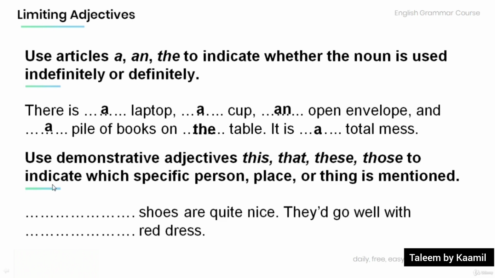Also remember that we use demonstrative adjectives this, that, these, those to indicate which specific person, place, or thing is mentioned. Now read the following sentences and fill in the blanks using the appropriate demonstrative adjective. Shoes are quite nice. They'd go well with red dress. These or those shoes are quite nice. They'd go well with this or that red dress.